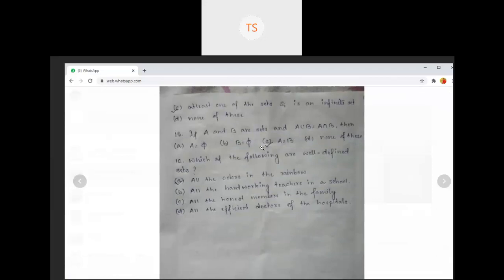S is an infinite set and S has some subsets, or you can say S has some sets like S1, S2, S3 up to Sn. When you union all the sets, you will get the infinite set. Then which is the correct option? Here I have marked option C as the correct option. That means at least one of the sets Si is an infinite set. Now tell me the reason why I have marked option C as the correct option.